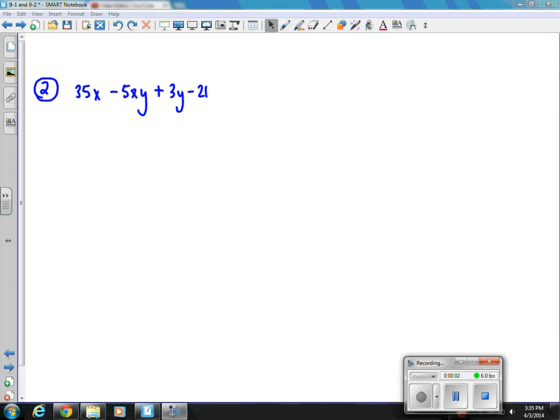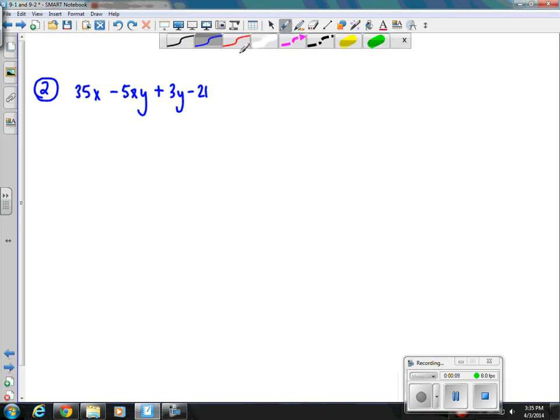Now let's see example 2. We have 35x minus 5xy plus 3y minus 21. So first step is to check all 4 terms for GCF. So our smallest number is 3. We say, can 3 go into 5 evenly? No, it can't. So then we check, do they all have the same variables? No, they don't. So where we have 4 terms, that means it's a grouping. So that means I want to group the first 2 terms and group the second 2 terms. And look for GCF in the first parenthesis.